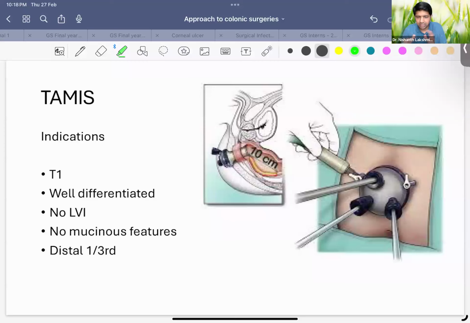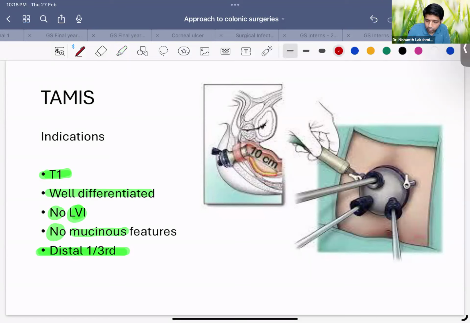Oh, sorry. One last slide regarding TAMIS, just for knowledge. I've already explained it to you. It should be a T1 tumor and not beyond it. It should be a well differentiated tumor on histology. No lymphovascular invasion. No features suggestive of mucinous adenocarcinoma, and preferably for the distal 1/3 of the rectum.